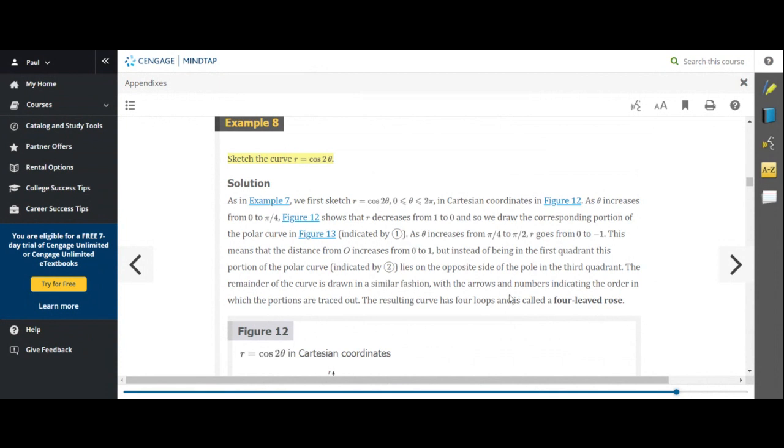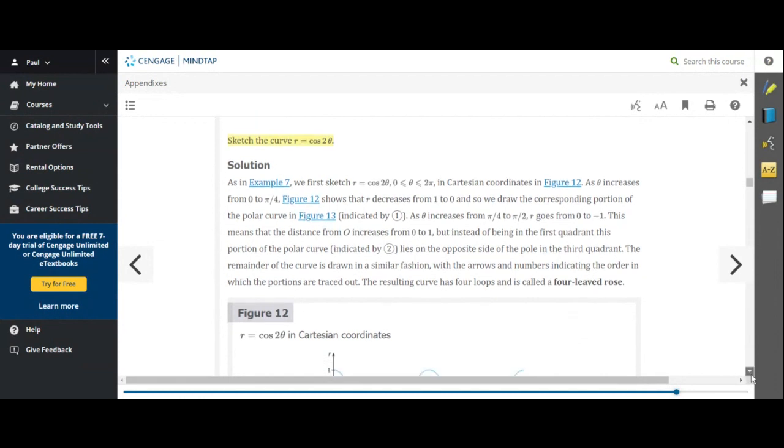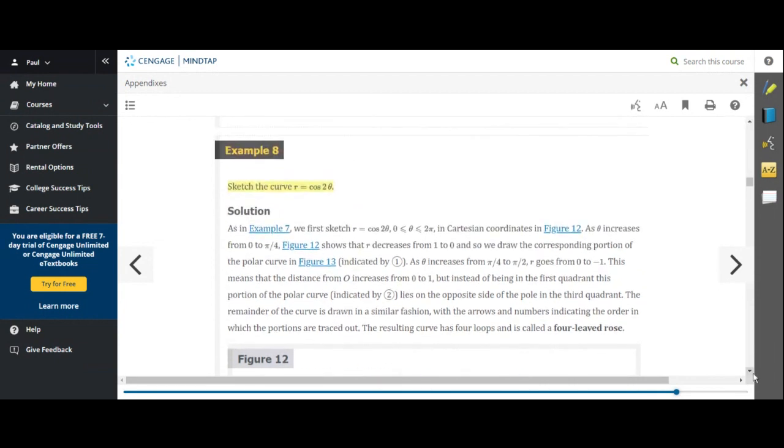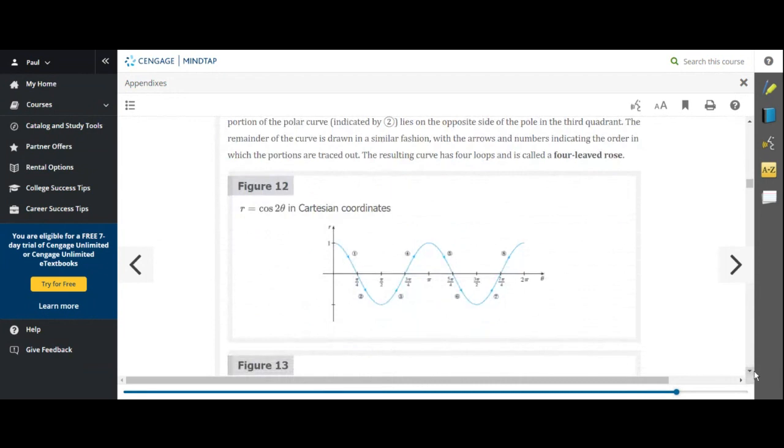So what they do, and I think I'll work this out with you, they show the graph of r equals cosine 2 theta. I think we can do this right here in the book. This is example 8 we're looking at. R equals cosine 2 theta is a cosine function with what period? What's the period of the cosine of 2 theta here in figure 12, for example 8?